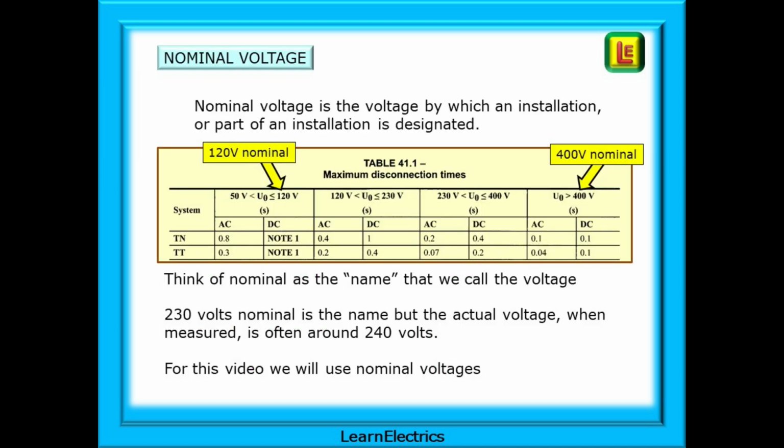If we look at the various symbols and words on table 41.1, what have we got? And understanding these is so useful later on. We can begin with nominal voltage. Nominal voltage is the voltage by which an installation or part of an installation is designated. Think of nominal as the name that we call the voltage. 230 volts nominal is the name, but the actual voltage when measured is often around 240 volts. For this video, we will use nominal voltages.